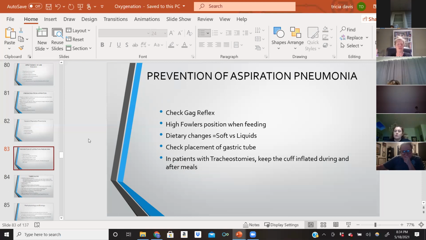Med-surg nurses don't usually do that. That's something I've never done as a nurse. They usually do that up in the ICU. You want to promote them being in that high Fowler's position when you're feeding them. You don't want them to be laying flat.